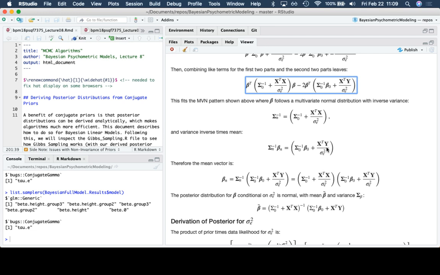So what does that mean for us? We have a variance, right? Inverse variance times the mean. Basically, this term determines the variance, and this whole thing is the mean.